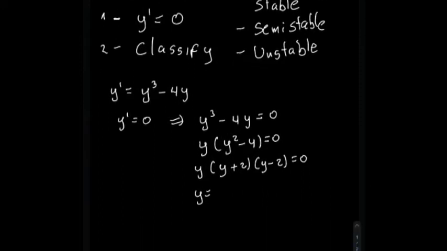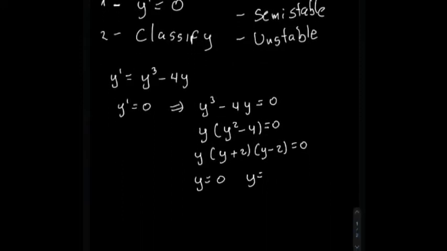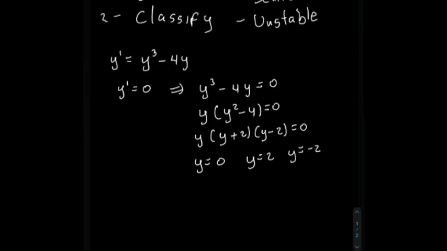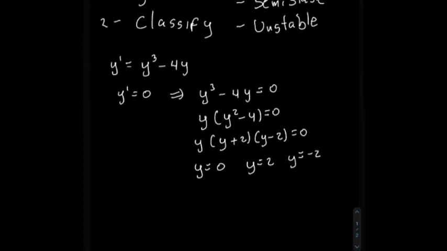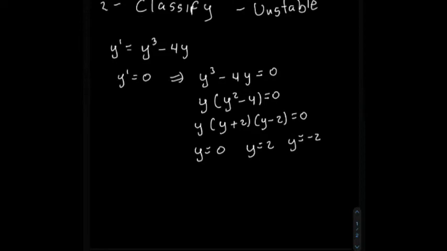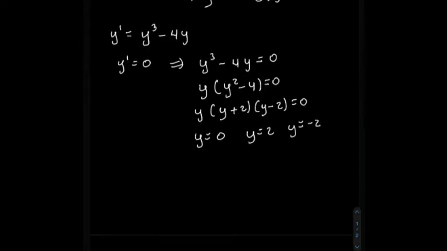So here we can see that we have three solutions: y equals 0, y equals 2, and y equals negative 2. Something that I forgot to mention is that we're going to use the graphical method to define the stability of the solutions of differential equations. As I said, we did the first step, which is to find the equilibrium solutions. So we found the point 0, the point 2, and the point negative 2.